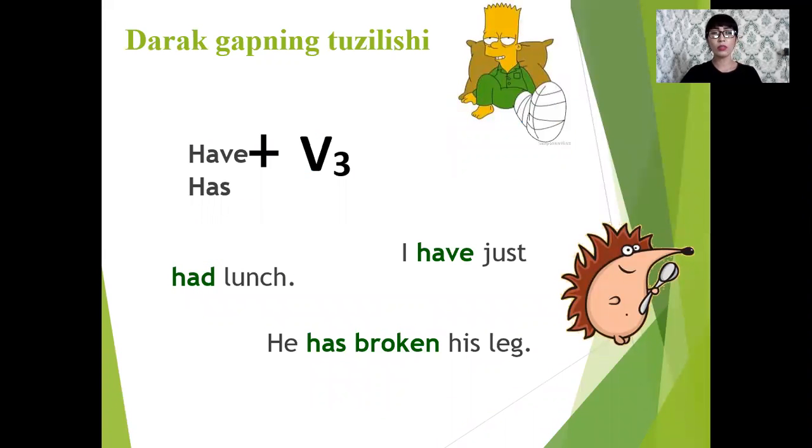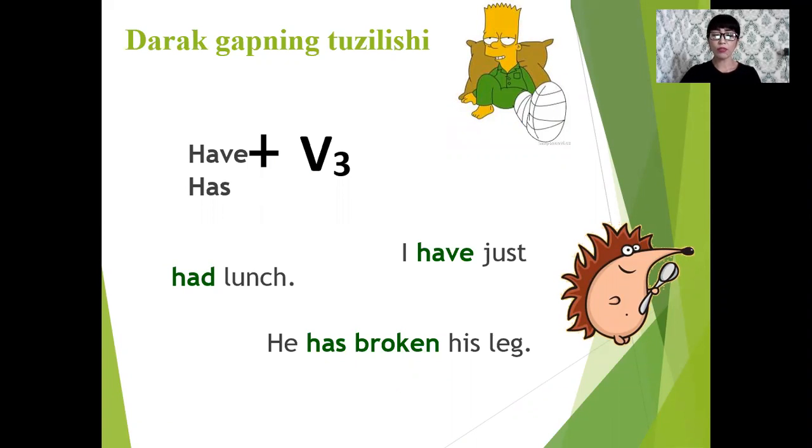So how can we make some structures in affirmative sentence? As you know, we use auxiliary verbs have and has, and verb in participle too. Have we use for all forms of persons, but has we use for the third person.